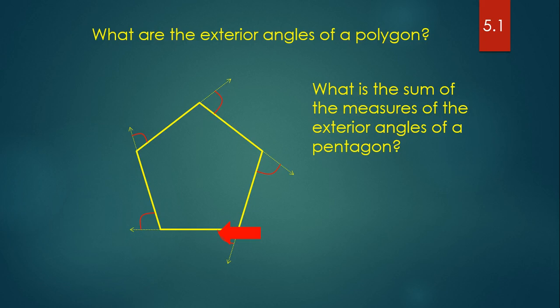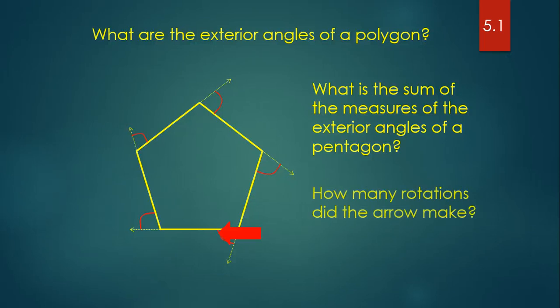So the question is, what was the complete amount of rotation that we did? How far did we actually turn to get back to the beginning? So let's look at this one more time. See if you can count how many times we actually rotate around.